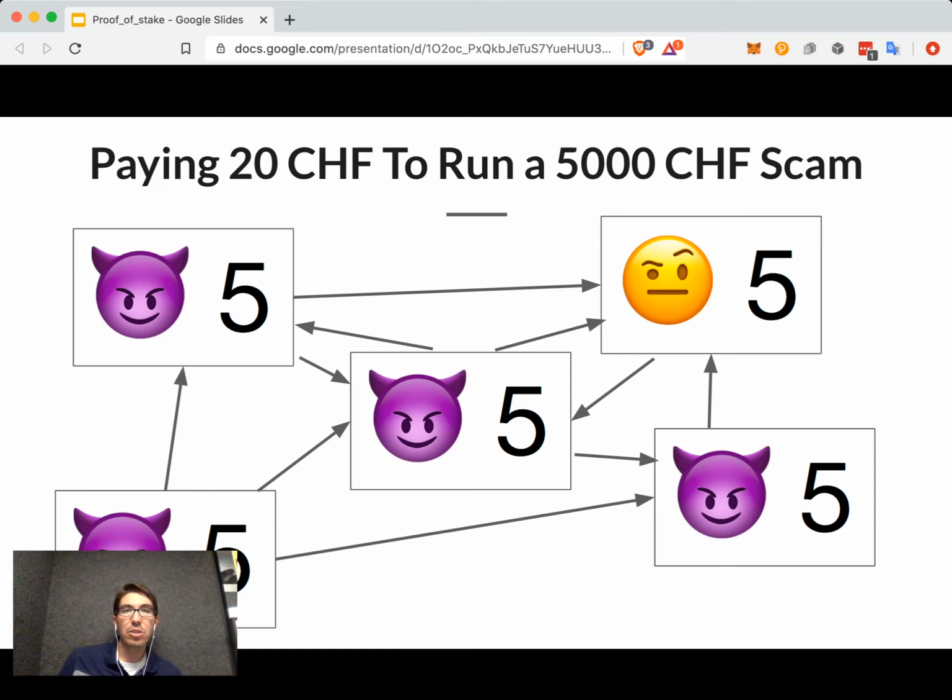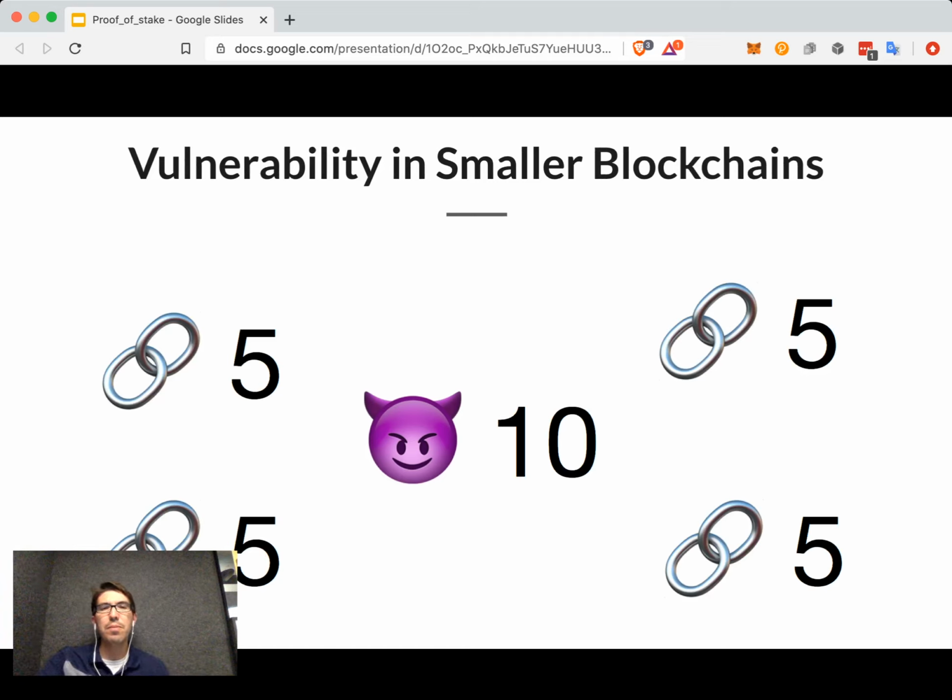And just like a 51% attack in a proof of work system, if I have the majority of stake on a proof of stake network, then I can overrule any honest actors. So again, not from a moral perspective, but from a game theoretical perspective, it would be worth my while on a network that doesn't have a lot of economic security to run a scam. So we can see there really is a vulnerability in smaller proof of stake blockchains.